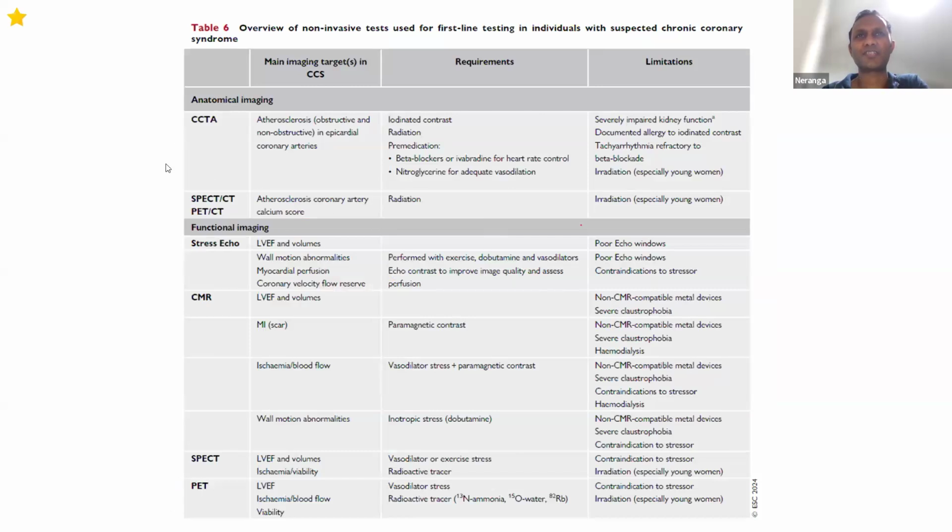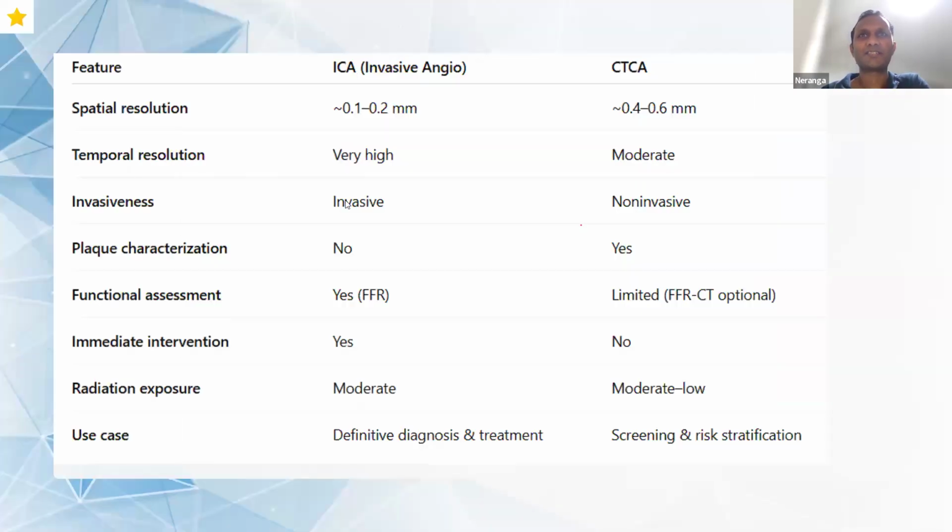You can go through it leisurely. If you take a conventional invasive angiogram, it is a transradial or transfemoral arterial approach, which is always better. But CTCA is non-invasive and has slightly reduced radiation exposure.